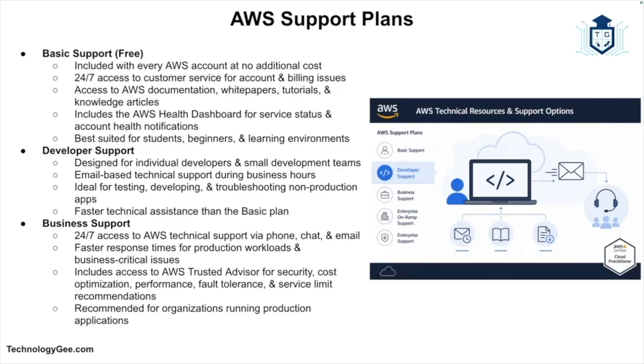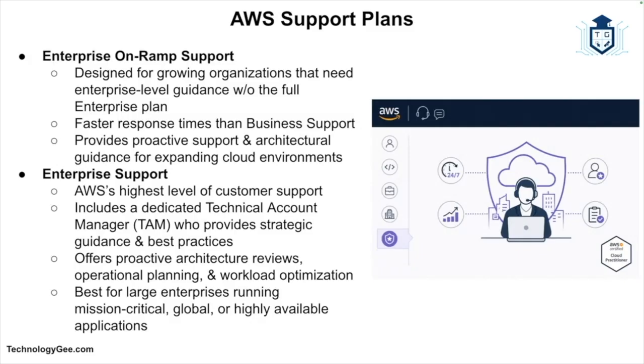And then there's the Business Support tier, where you get 24/7 support, faster response times, and access to AWS Trusted Advisor. This is where companies start taking things seriously. Then there's Enterprise On-Ramp Support, which is designed for growing organizations with faster response times for business-critical issues. And then you have Enterprise Support, which is the highest tier, and it comes with a dedicated Technical Account Manager, and it offers proactive guidance and architecture reviews. So in the real world, companies choose support plans based on how critical their workloads are. And if downtime costs money, and it always does, then higher-tier support becomes essential.